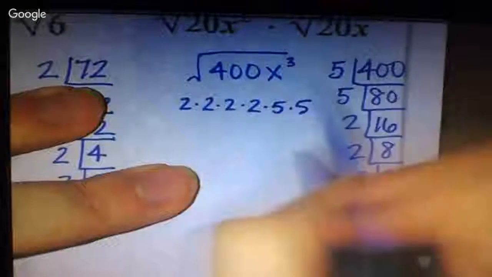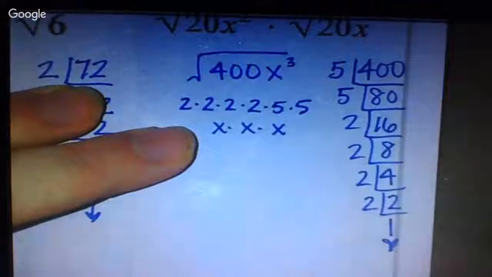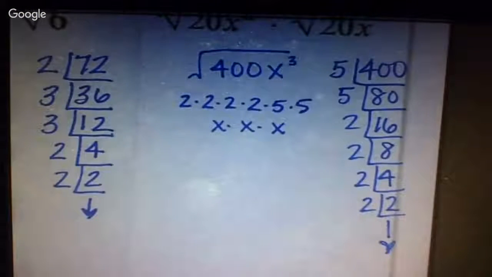And don't forget, we've got variables in this one. So we've got x times x times x. There's just one left over.